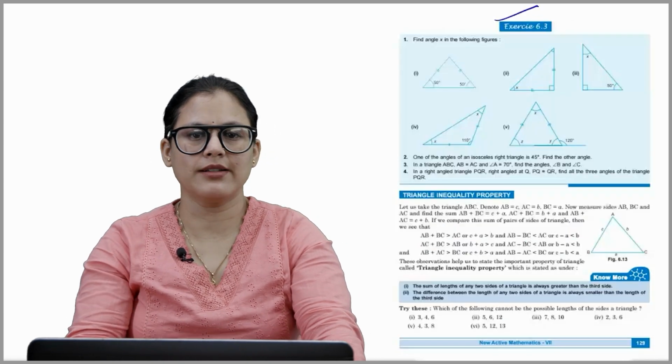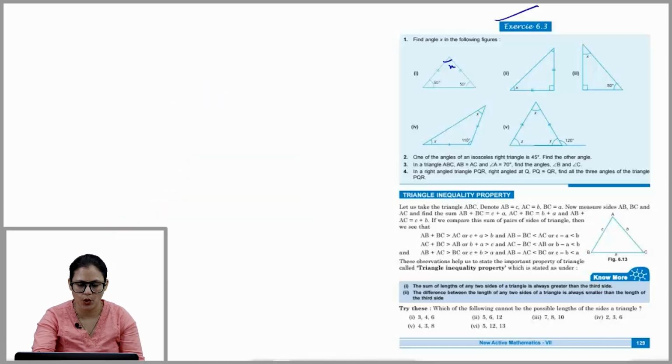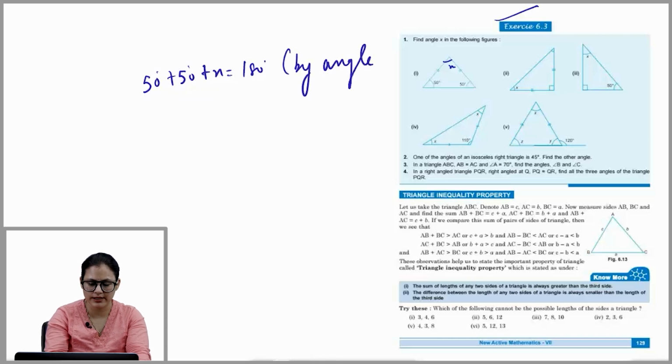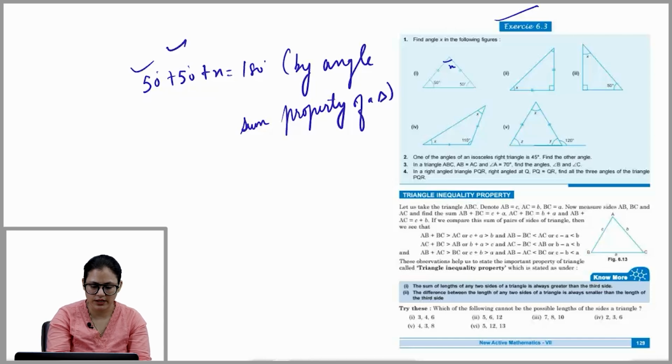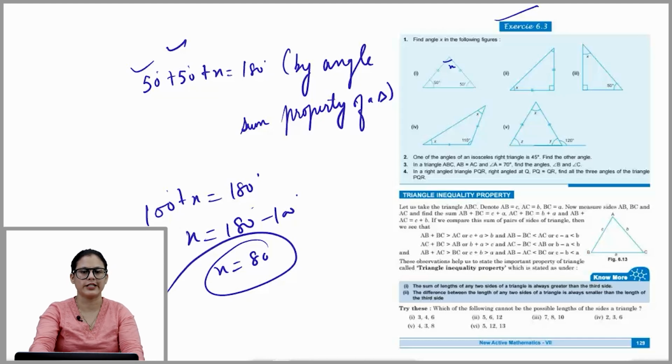Exercise 6.3, find angle x in the following figures. Okay, so this is x. These two sides are equal. Therefore, the opposite angles are also equal. So, 50 degrees plus 50 degrees plus x is equal to 180 degrees. Why? By the angle sum property of a triangle. You know, the sum of the three angles of a triangle is always 180. Now, 50 plus 50, 100 degrees, plus x is equal to 180 degrees. So, x is equal to 180 minus 100 degrees. So, x is equal to 80 degrees. Okay, so here the value of x is 80 degrees, right.